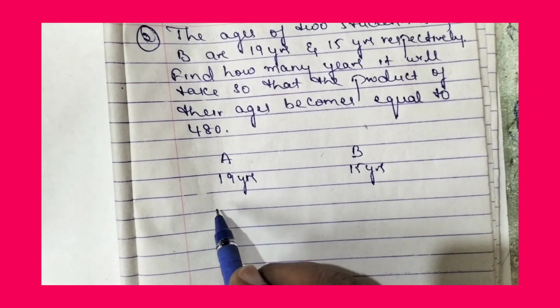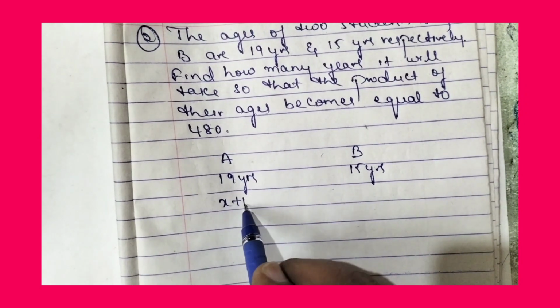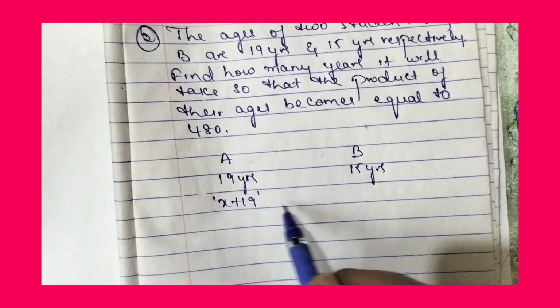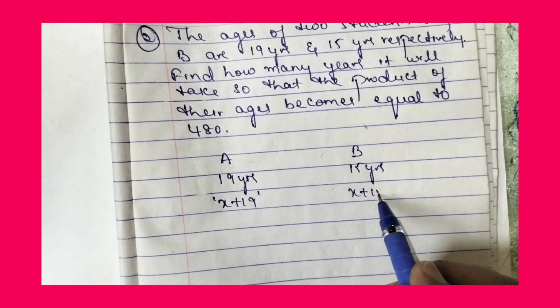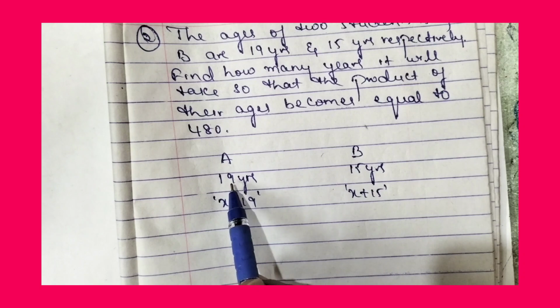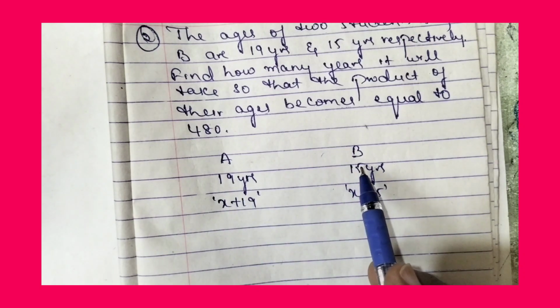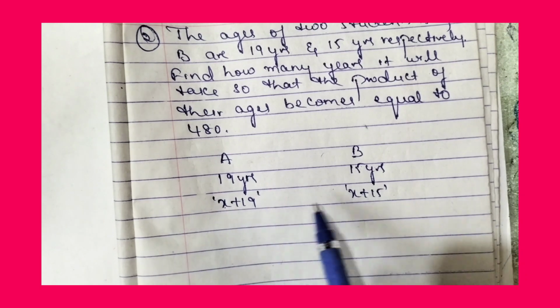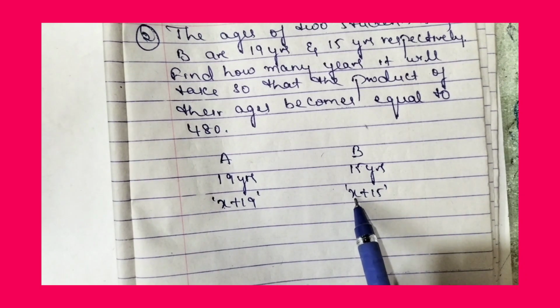So let us take it as after x plus 19 years and after x plus 15 years. That is, we don't know after how many years their age product will become 480. Therefore, let us take it as x. Now the age of A is 19 and B is 15. After how many years we don't know, that's why I have taken x.